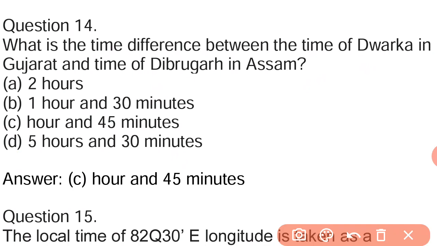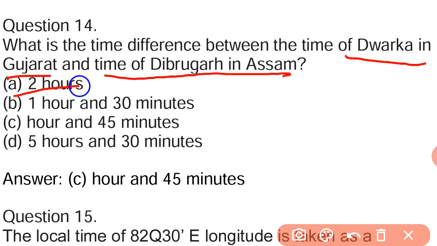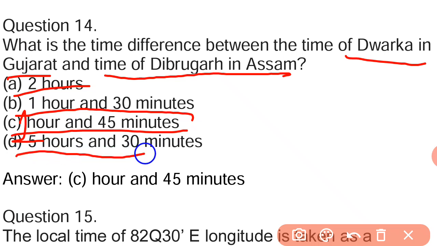What is the time difference between the time of Dwaraka in Gujarat and the time of Dibrugarh in Assam? Option A 2 hour, option B 1 hour 30 minutes, option C 1 hour 45 minutes. Sorry for typing mistake. Option D 5 hour 30 minutes. Right answer is 1 hour 45 minutes, option C.